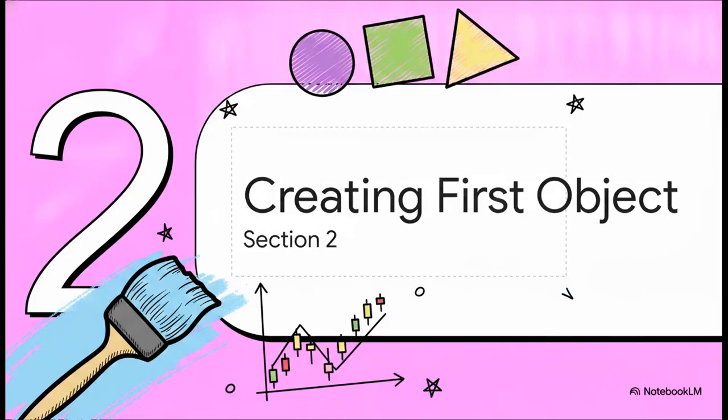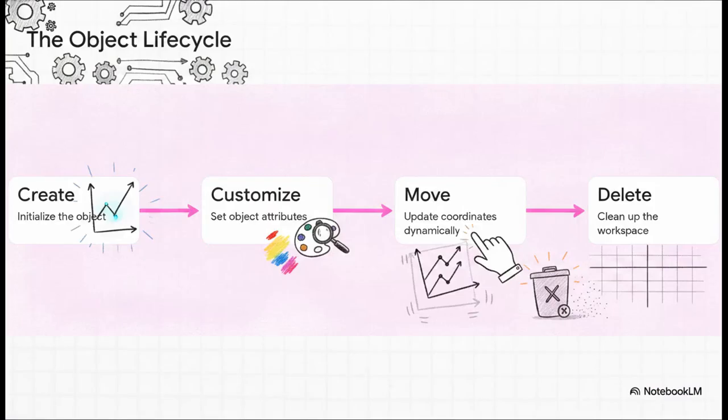Okay, moving right along to Section 2, creating your first object. Now that we know our canvas, it's time for that first brushstroke. While looking at the documentation, I found this brilliant mental model. Every single dynamic MQL5 object goes through a simple four-step object lifecycle: create, customize, move, and delete. Honestly, understanding this lifecycle is the key to building literally any visual tool you can imagine.